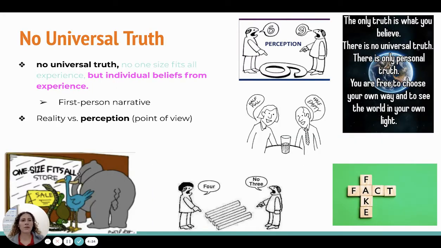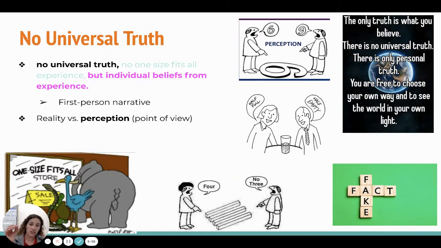And then we have this one, no universal truth. So this is kind of showing that there is no one-size-fits-all experience. So individual beliefs form the experience. So this is putting you in the first-person narrative. You're getting this reality, and then you're also getting a perception. So maybe the narrator is giving you their own perception. That doesn't necessarily mean it's the only way, right? It might be up to you to figure out the other way. And so it's different points of view, like beauty is in the eye of the beholder. It's no one-size-fits-all statement. So maybe something is said that another person doesn't agree with. That's no universal truth.